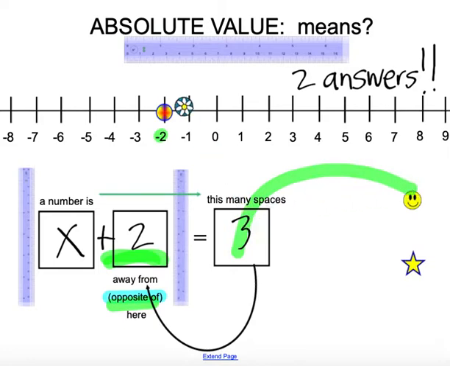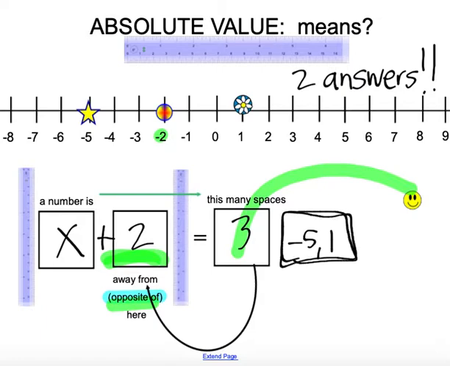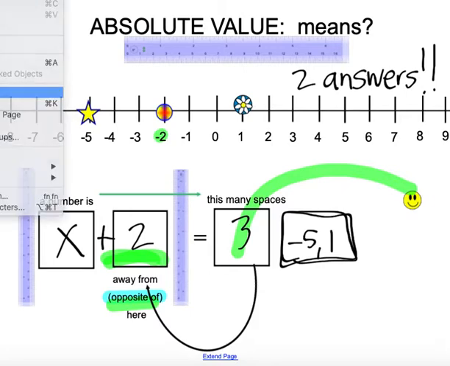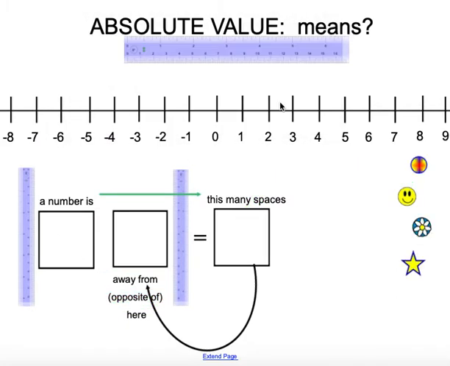So let's try that. 1, 2, 3, and 1, 2, 3. So in this situation, I have the number -5, and 1 is my answer. So I have 2 answers every single time I have an absolute value equation. Let's do one more just so you can see what that looks like.